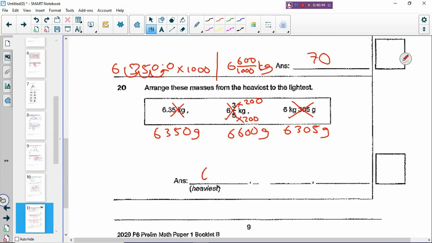So what's the heaviest? The heaviest is your 6 and 3/5 kilogram. That's the heaviest already. And then getting lighter now, that will be 6.35 kilogram. And the lightest will be your 6 kilogram and 305 grams. So from heaviest to the lightest. Okay, let's go on to the next one, the 2-mark question.